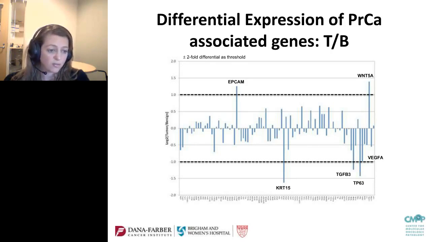What we really wanted to do was look at these prostate cancer hallmarks, and the ones where significant differential expression was observed, and ask whether this was statistically significant within our cohort. The 6 genes that we initially focused on are EpCAM, Wnt5A, keratin 15, TGF-beta3, P63, and VEGF-A.